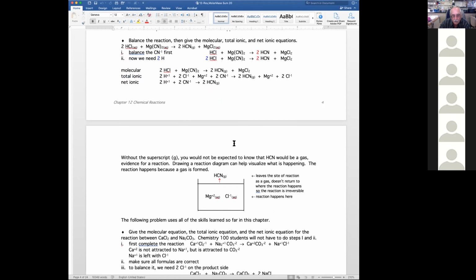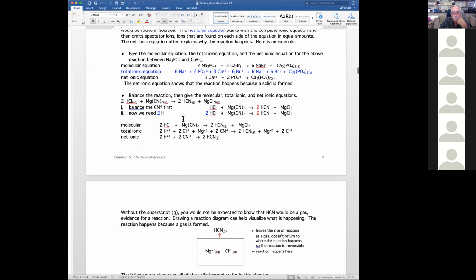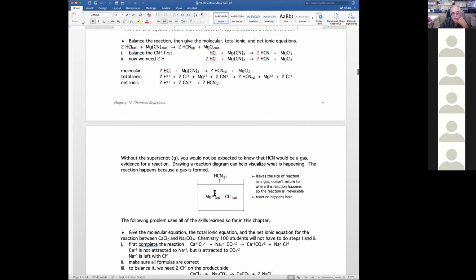So for all of these, let's say it was on a quiz or on the test, we would just be balancing it. And then, you know, answering what is the type of reaction. Would the reaction happen? How do we know if a reaction would happen or not? Because you see a gas being evolved here. Oh, I see. So the reaction is happening here. The gas is escaping. It's not going to go back.